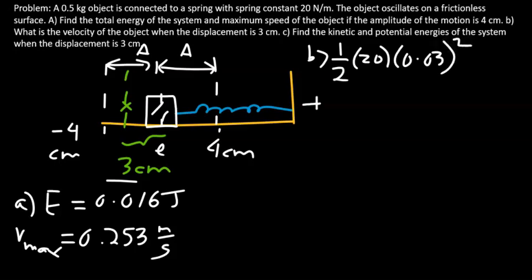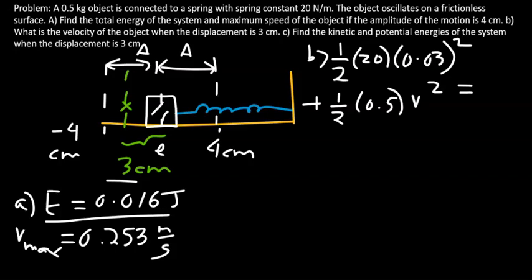Plus the kinetic energy, which is half times the mass, 0.5, times the velocity. We don't know the speed, so let's just write v squared. The total must be the same as the total mechanical energy of the system. That does not change. This is just conservation of energy. So we equate the sum to 0.016 joules, and you can solve for v, namely the velocity of the object at that displacement.